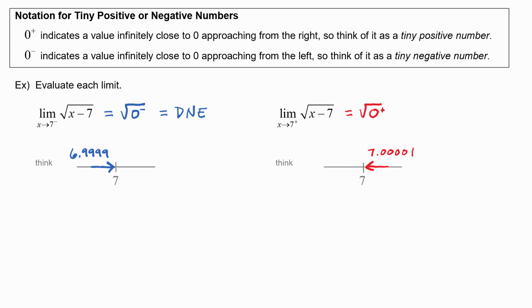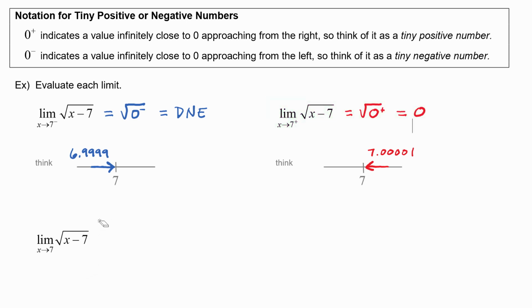Now that's okay to do. We can take the square root of a tiny positive, and so as x gets closer and closer to 7, x minus 7 is going to get closer and closer to 0, coming through positive numbers, so this will equal 0. So in this case, the limit from the left did not exist because we ended up with a tiny, tiny negative number, but the limit from the right did exist and is equal to 0.